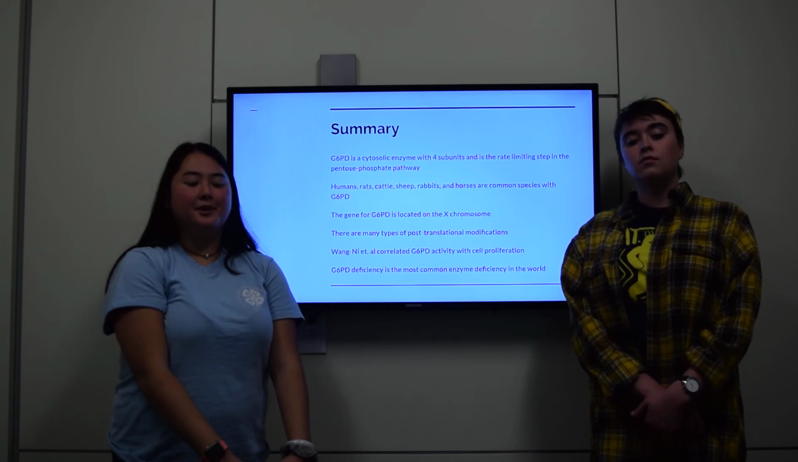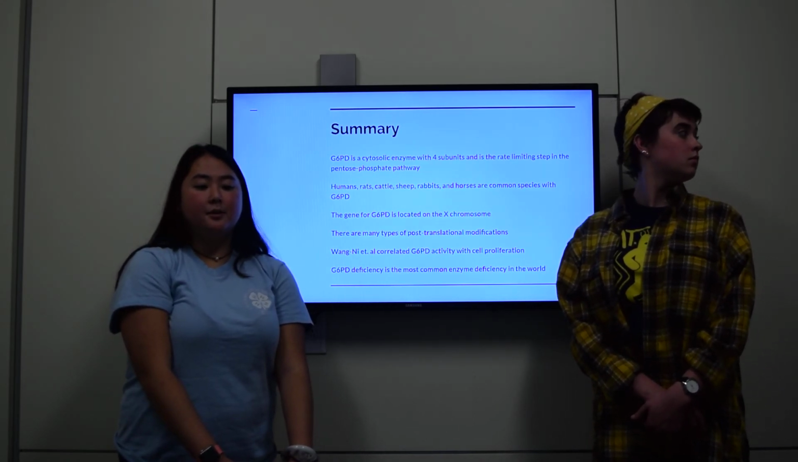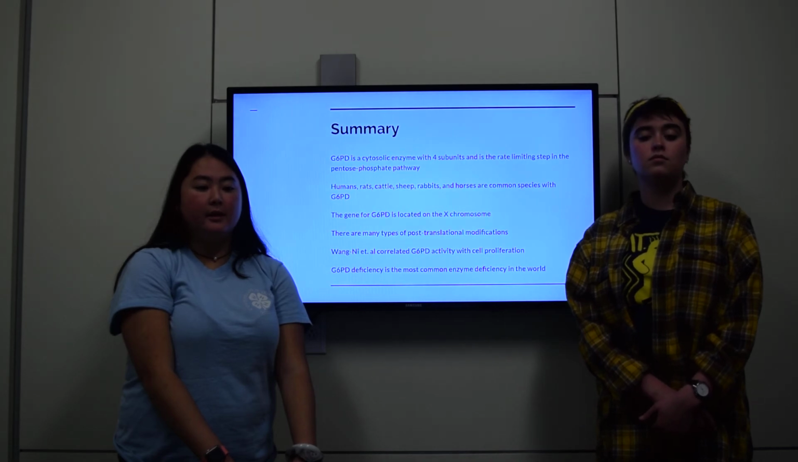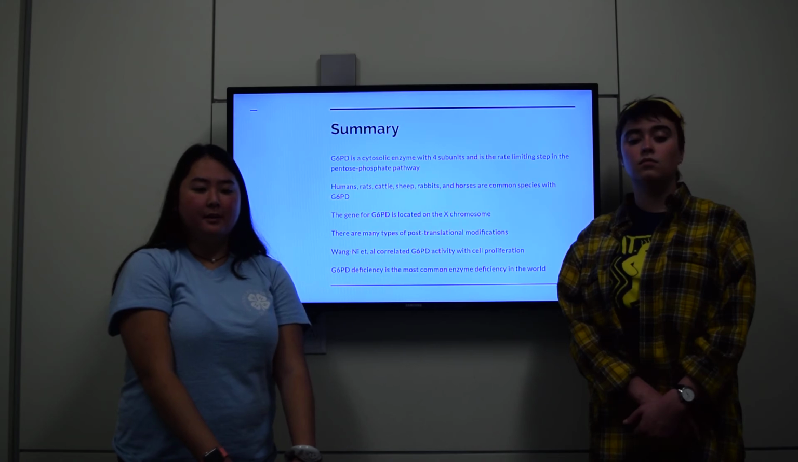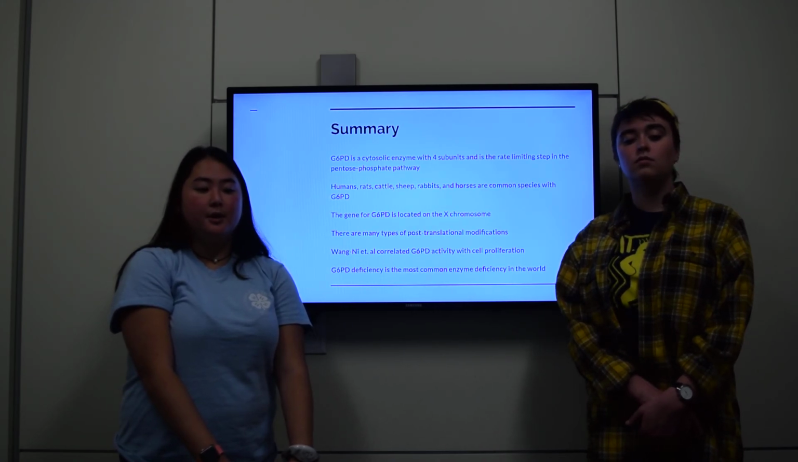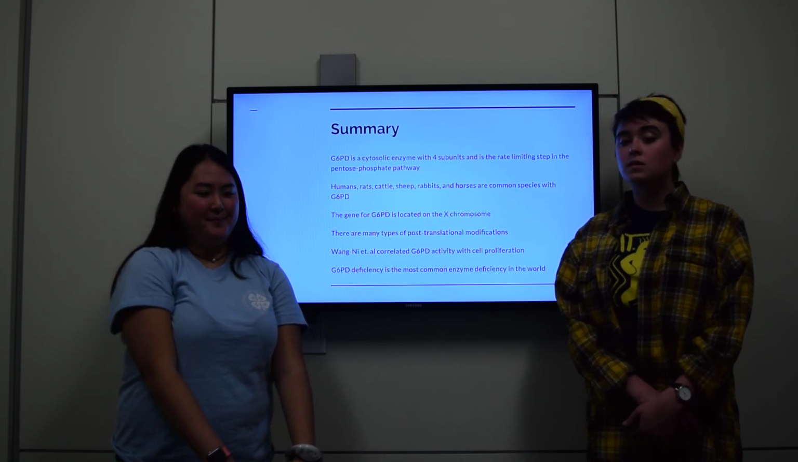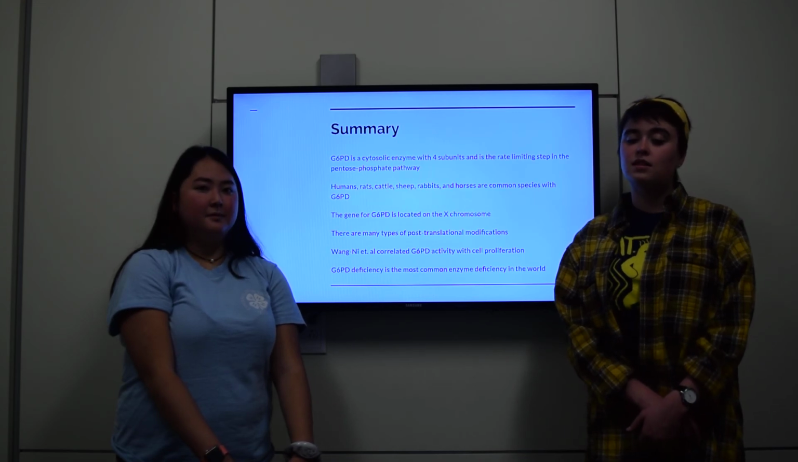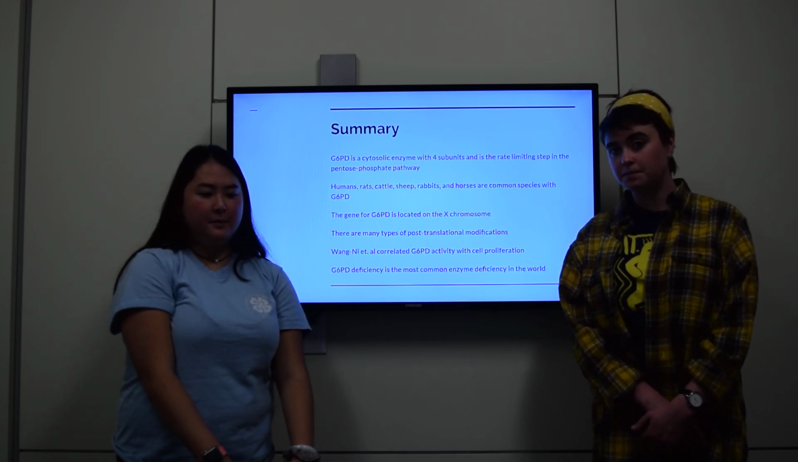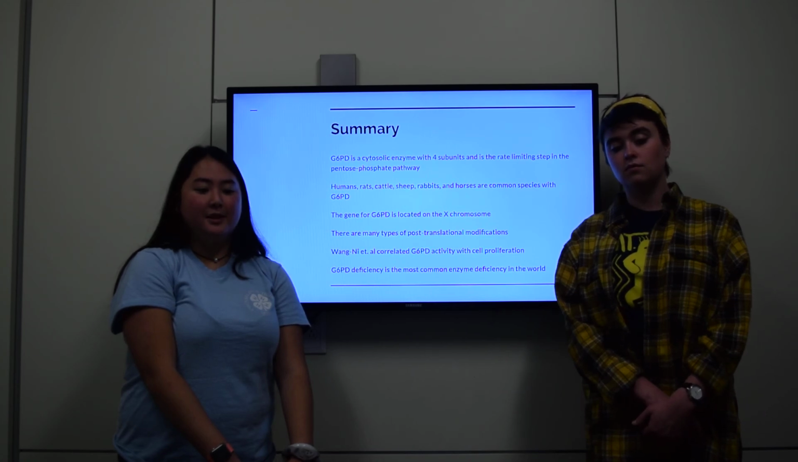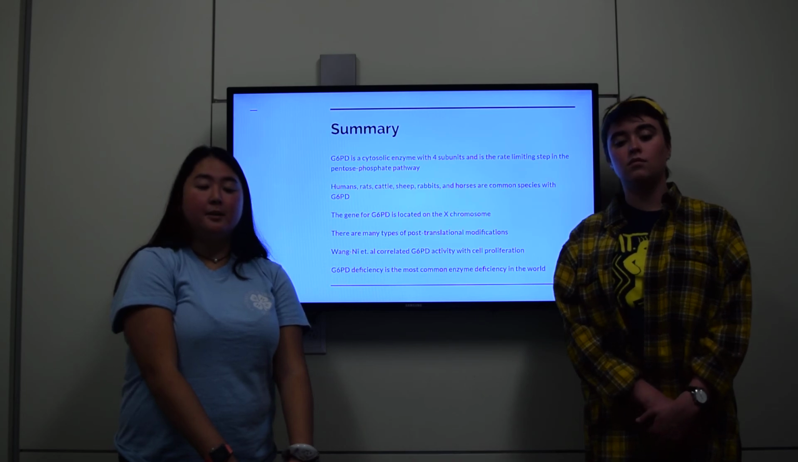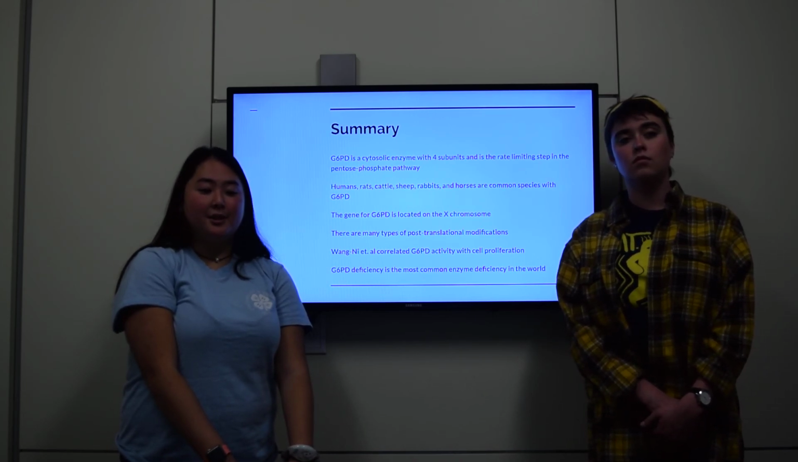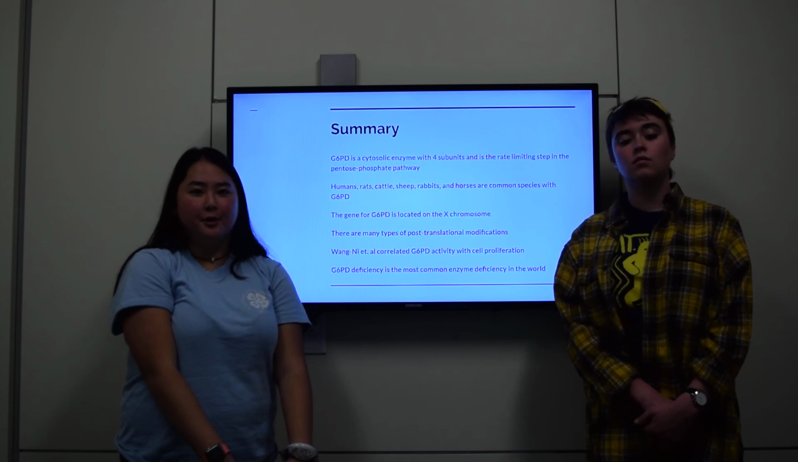To summarize our presentation, G6PD is a cytosolic enzyme with 4 subunits and is the rate-limiting step in the pentose phosphate pathway. Its location is intracellular, bound to a structure and translocated after growth factor stimulation. Humans, rats, cattle, sheep, rabbits, and horses are all common species with G6PD. The gene for G6PD is located on the X chromosome at position Q28, and there are many types of post-translational modifications, such as lysine acetylation and phosphorylation.